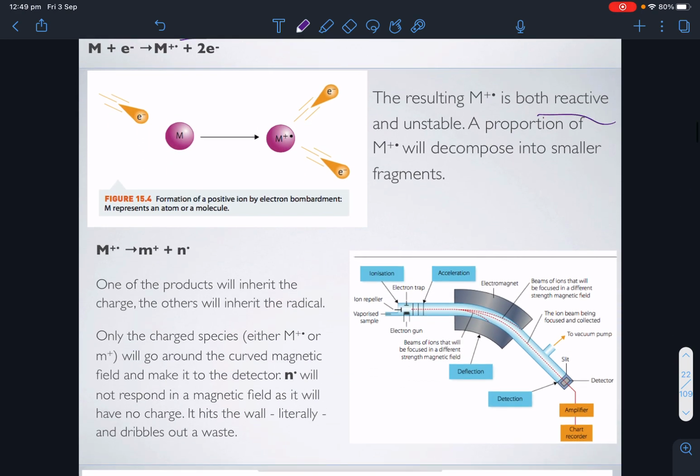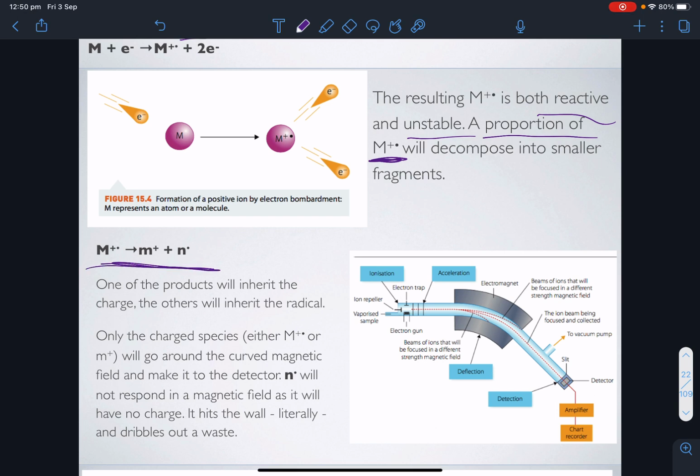Okay, so it's both reactive and unstable, and a proportion of this M plus radical will decompose and fall apart into fragments. Now it depends what the original thing is as to what fragments it will make and how many fragments it will make. But it will try to seek the most stable. Okay, the enthalpic drive there. It will want to get rid of its energy and go for the most stable fragments. And so it can and it will split apart into different fragments.